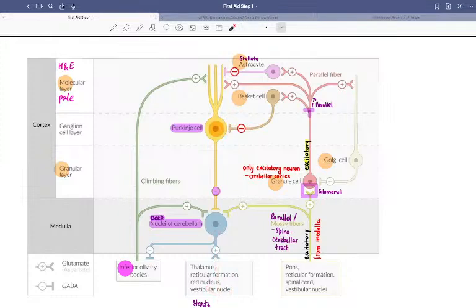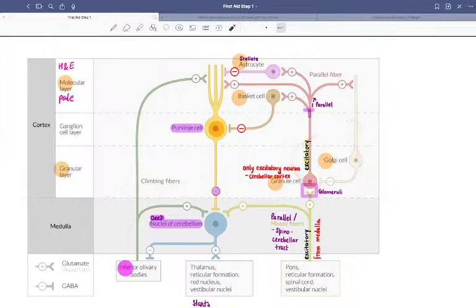Now, who will stimulate this? This is stimulated basically by the granule cell, which is the only excitatory cell present in the cerebellar cortex. And who stimulates the granule cells? It is the spinocerebellar tract, inferior cerebellar peduncle, mossy fibers, excitatory fibers from the pons and reticular formation. Okay, next is Golgi.